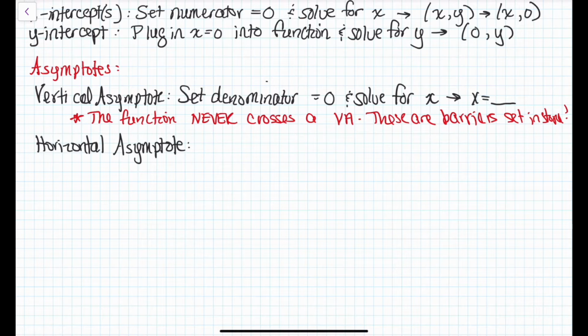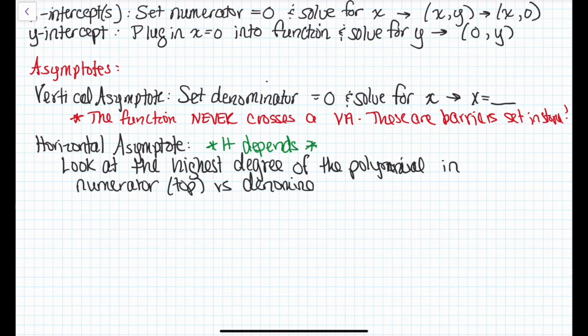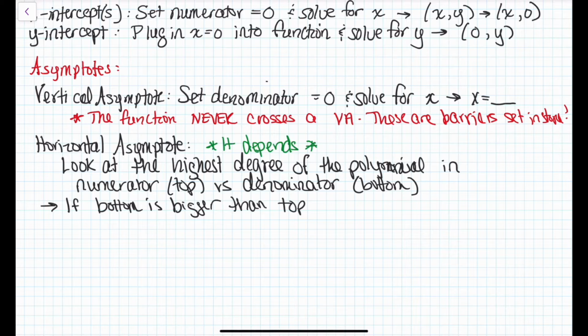For the horizontal asymptote, it depends. So we really need to look at the highest degree of the polynomial in the numerator and compare that to the highest degree of the polynomial in the denominator. In other words, we're just looking at the exponent in the top and the bottom. If the bottom exponent is bigger than the top, like we have this one here, 3 is bigger than 2, in this case, y equals 0.